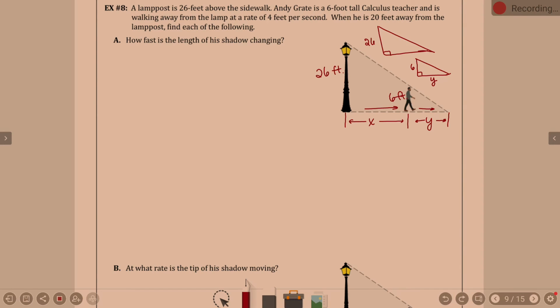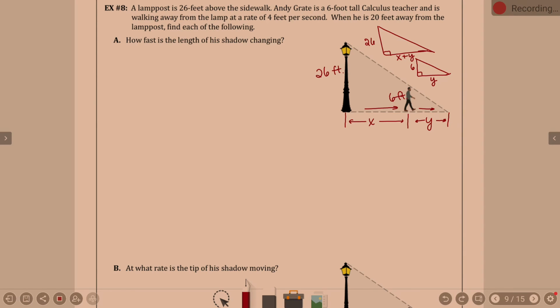What's the bottom side of the big triangle? It's not x. No, we don't have any measurements yet. It's x plus y. It's the whole distance here, because Andy doesn't end a triangle. The end of his shadow ends a triangle. So this is x plus y.